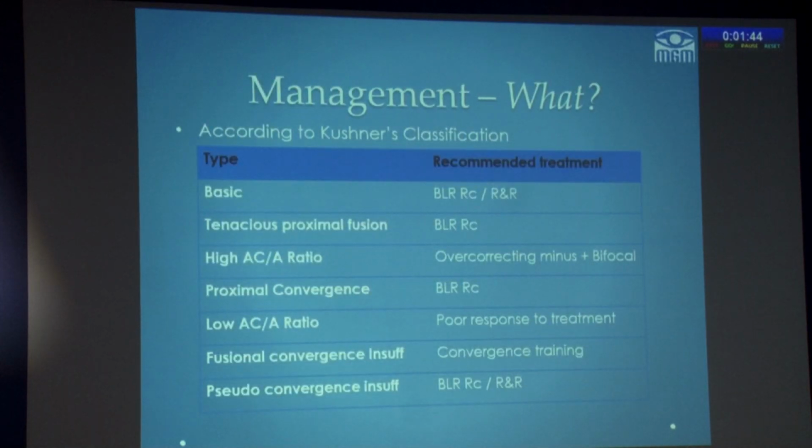And so what do we do? Once we decide that we need to manage this case, you can go ahead and do it by Kushner's classification. For basic type, we do surgical options. For tenacious proximal fusion, you again have a surgical option.